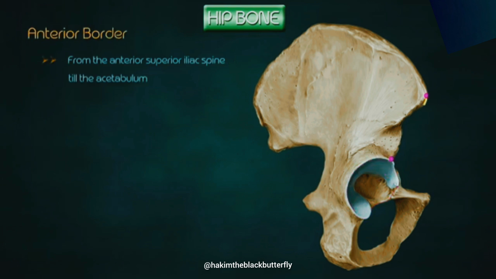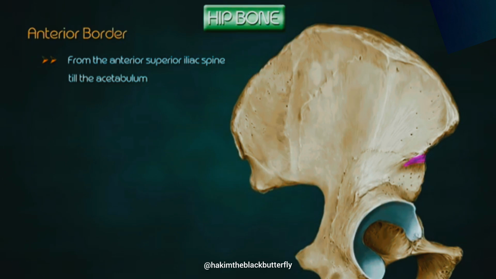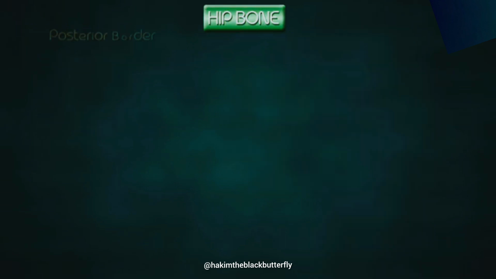Anterior border. It extends from the anterior superior iliac spine till the acetabulum. A small notch is present just below the spine for the lateral cutaneous nerve of the thigh. Anterior inferior spine is a projection in the lower part.